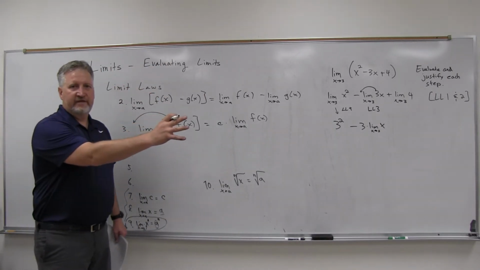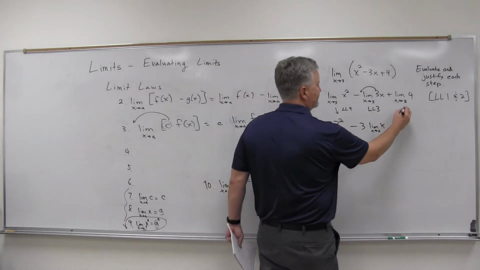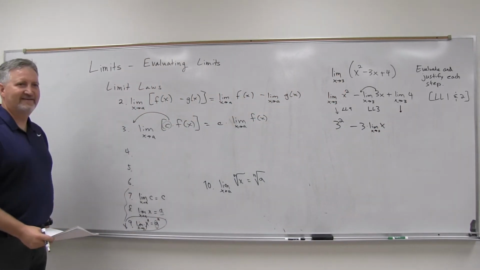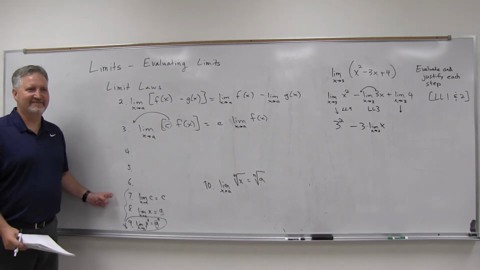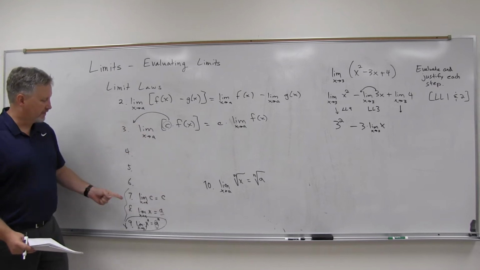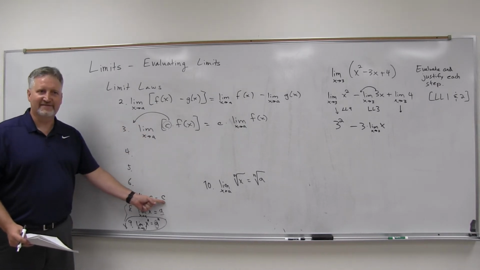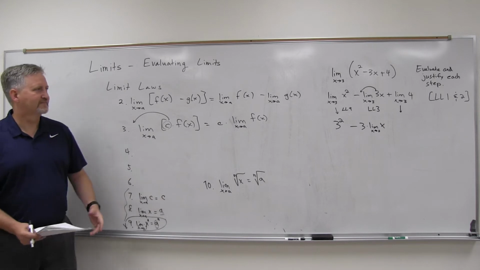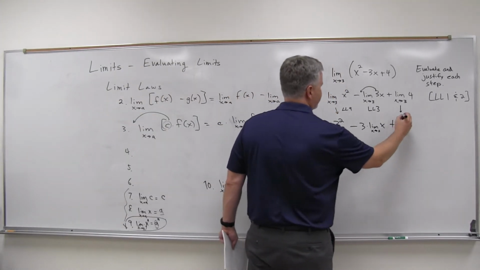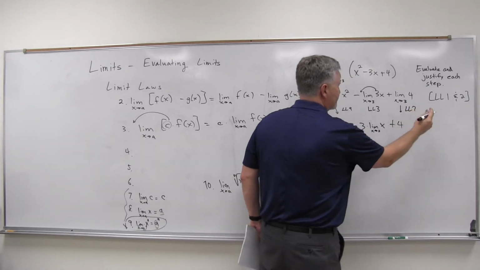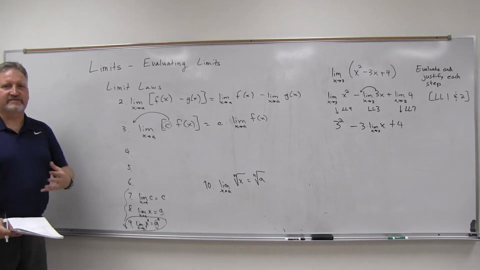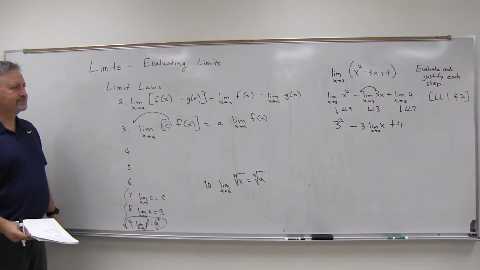And then what about that one on the end? What can I do with that? What limit law applies there? Number 7? Yeah, I've got the limit of a constant. In this case, the constant's 4. So the limit of a constant is just the constant. So that's 4. Is that okay? That's limit law 7. So that's what they're wanting us to do, just apply each of these laws that we need to.